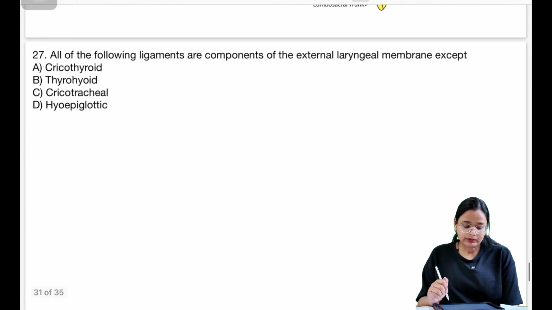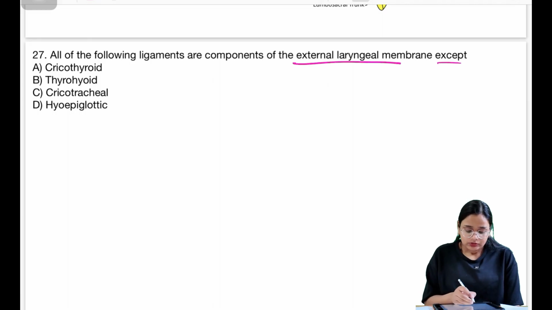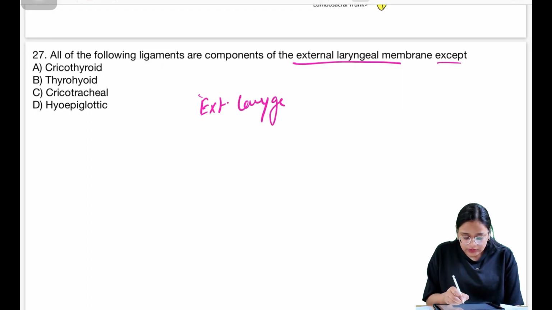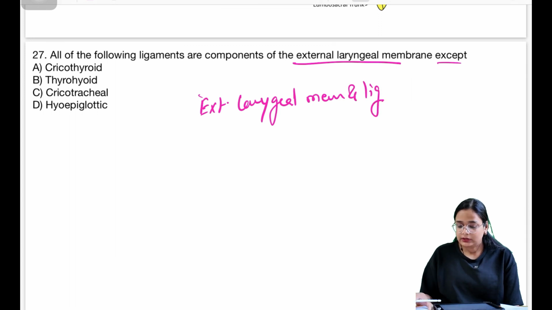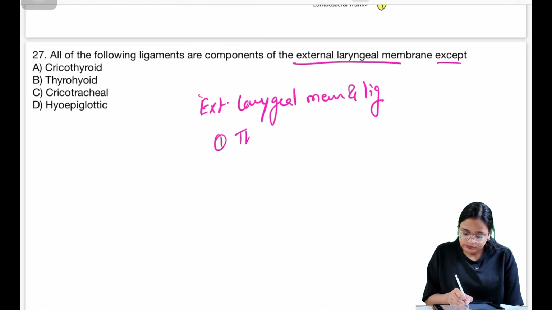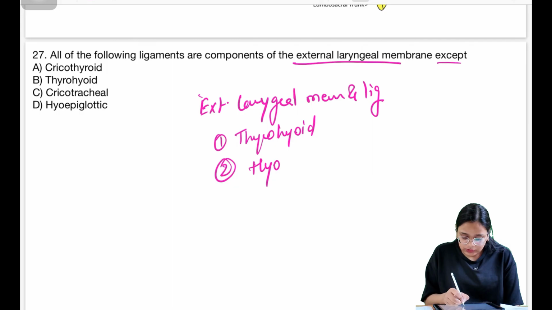All of the following ligaments are components of the external laryngeal membrane except. For that you need to remember what are the external laryngeal membrane and ligaments, and what are the internal laryngeal membranes and ligaments. For the external laryngeal membrane and ligament you need to remember, first one is thyrohyoid. Second is hyoepiglottic.